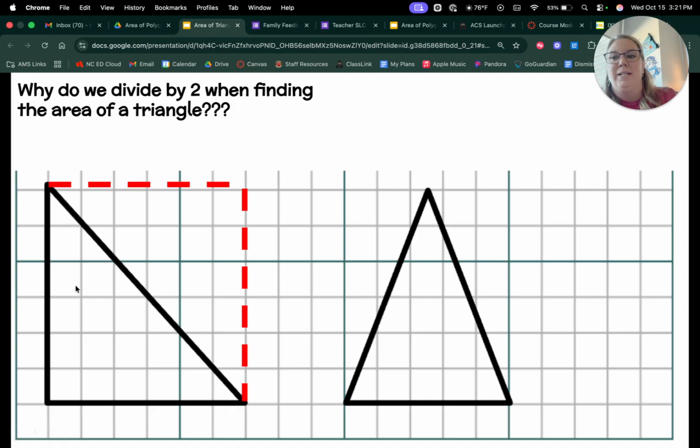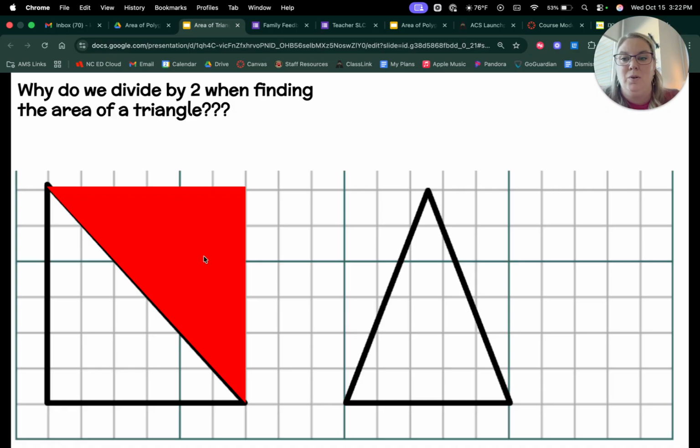That is why we can multiply the base of the triangle times the height of the triangle, because that's the same thing as multiplying the base of the square times the height of the square, which is what we've been doing. We divide by 2 because we only have half of the square. So that's why we divide by 2.